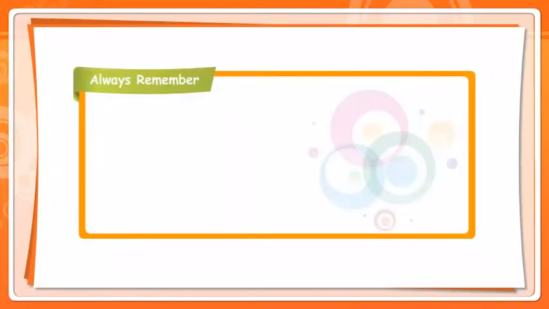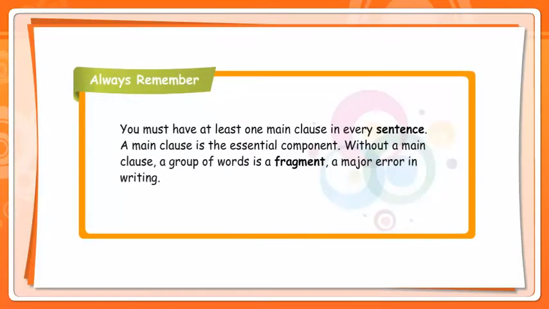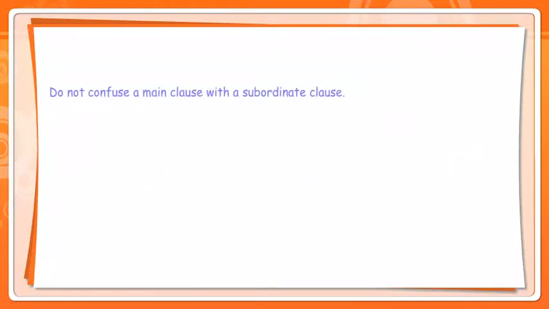Always remember, you must have at least one main clause in every sentence. A main clause is the essential component. Without a main clause, a group of words is a fragment, a major error in writing. Do not confuse a main clause with a subordinate clause.